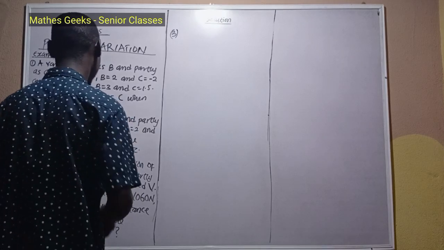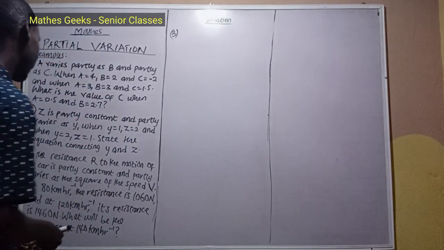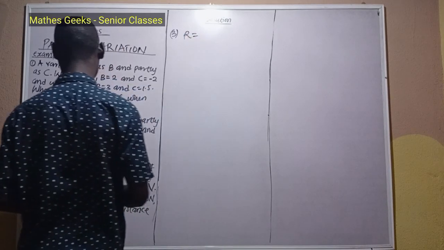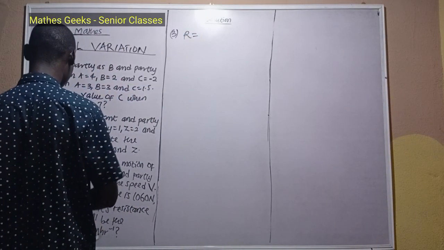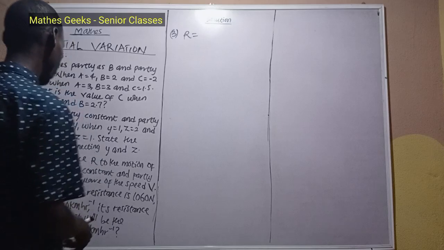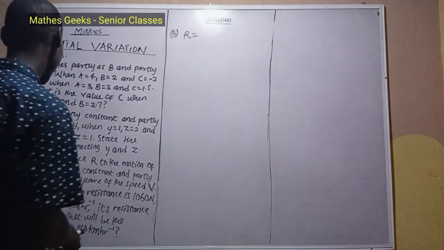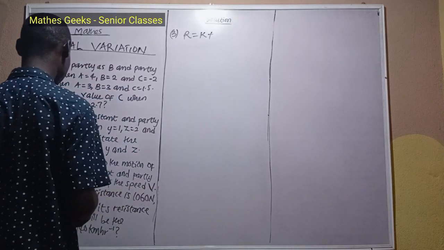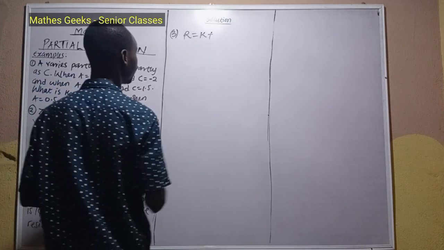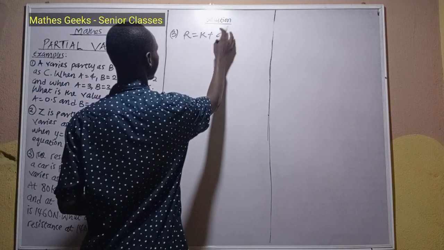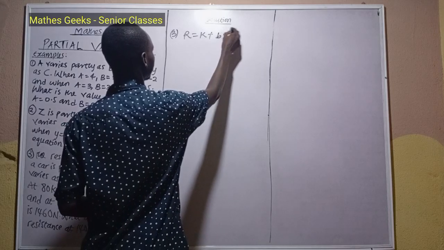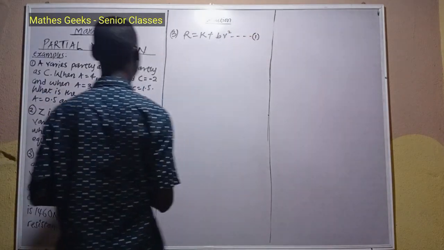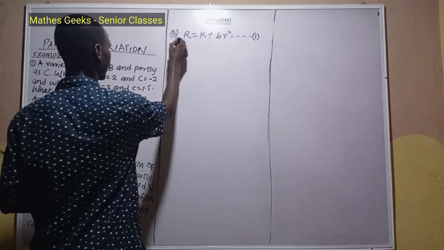The resistance R to the motion of a car is partly constant and partly varies as the square of the speed. So our first constant is k, plus b V squared. Equation 1.